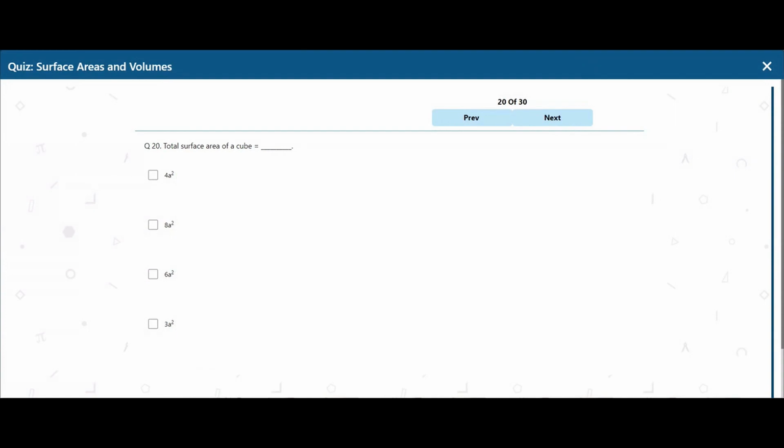Next is Pooja. Yes, ma'am. Total surface area of cube. Option C, ma'am. Very good.